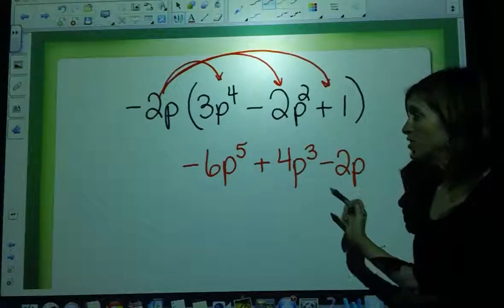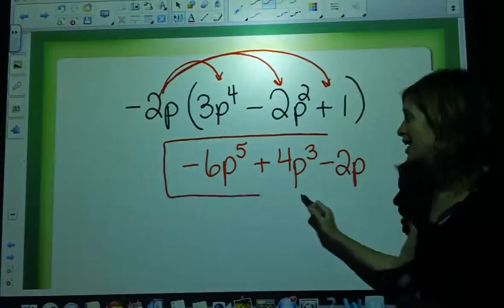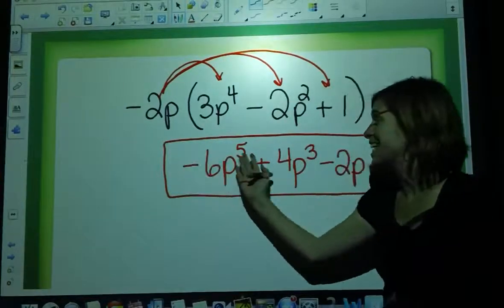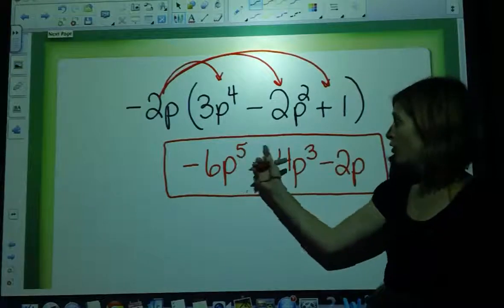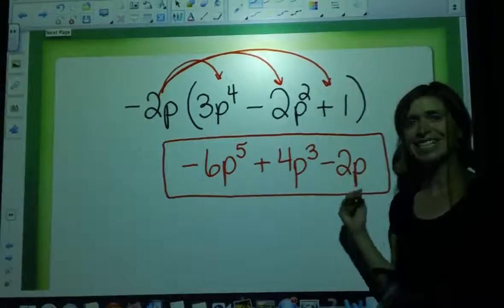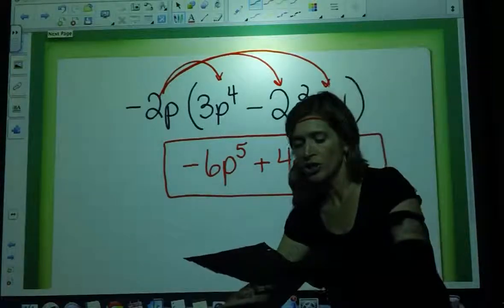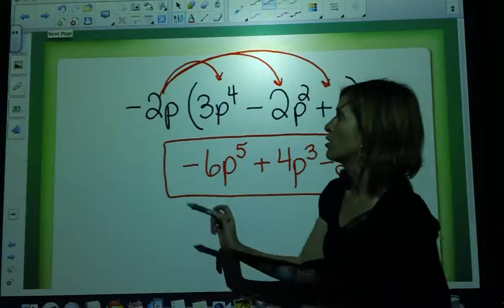Now, once we've done that, we always want to make sure that that answer is written in standard form. That means descending order by exponent. So 5, 3, and 1, it is in standard form, so I'm ready to move on, okay? All right, we're going to do C and D in class tomorrow, so let's jump to number E, okay?